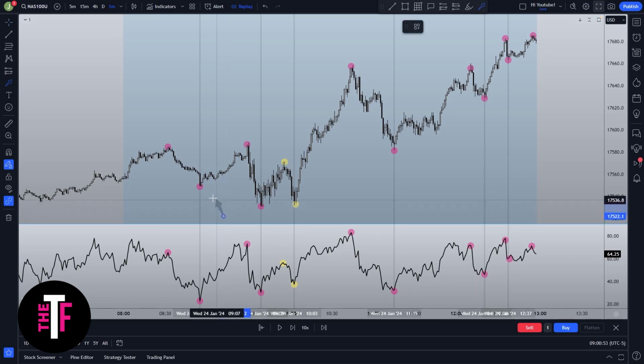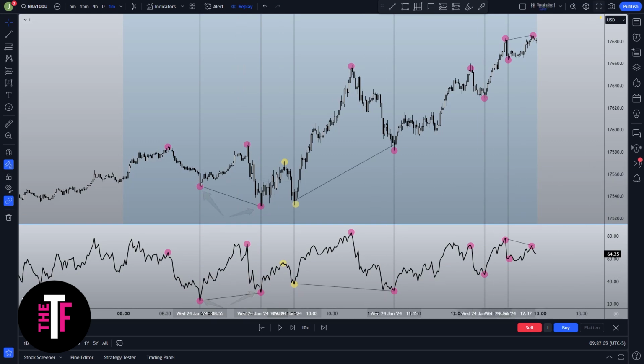Now, look for instances where price makes a new high or low, but the oscillator fails to confirm that movement. This discrepancy can indicate a potential reversal, pullback, or even continuation depending on the context. To more easily identify the divergence, let's draw lines connecting the bodies of the candles and the highs and the lows of the RSI.